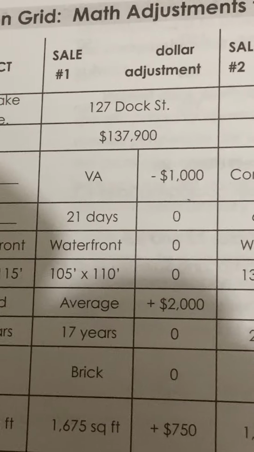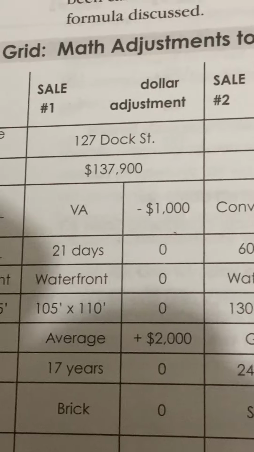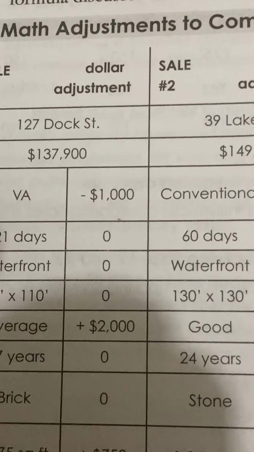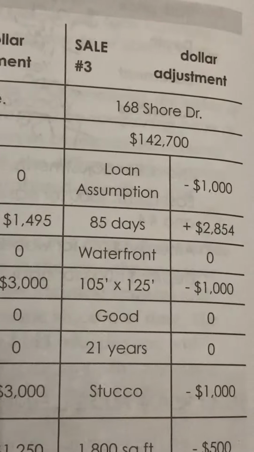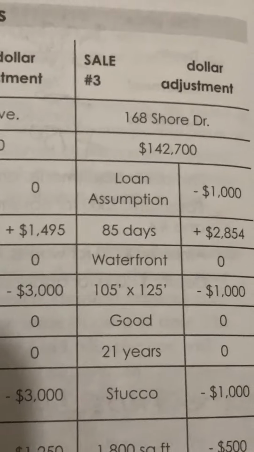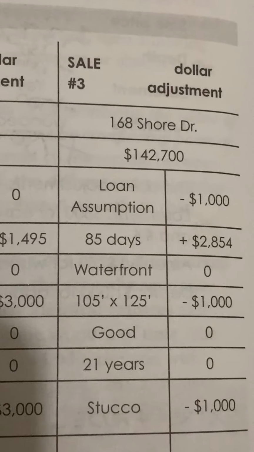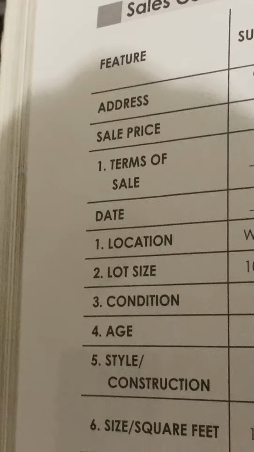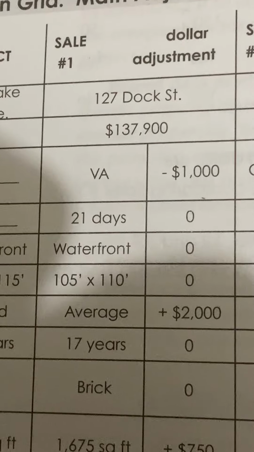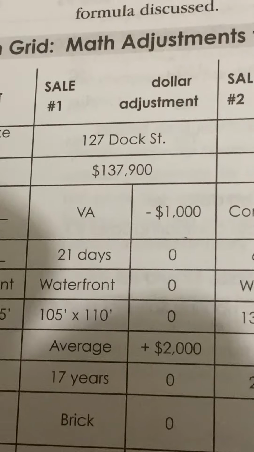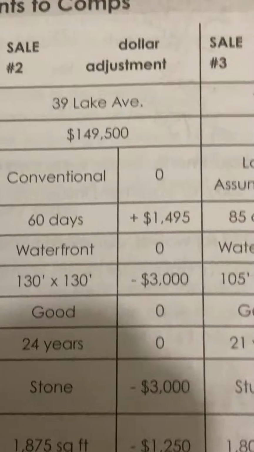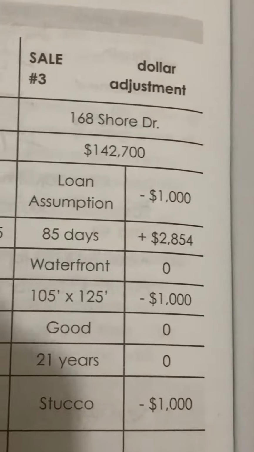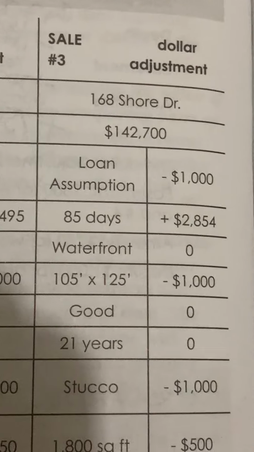Terms of sale. Sale 1 was a VA, so you're going to make a $1,000 downward adjustment. Sale 2 was a conventional, no adjustment. And sale 3 is loan assumption, so $1,000 negative adjustment, downward adjustment. Date for comp 1, 21 days ago, so 0 adjustment. Comp 2 was 60 days ago, so make an upward $1,495 adjustment. Comp 3 was 85 days ago, so make a $2,854 upward adjustment.